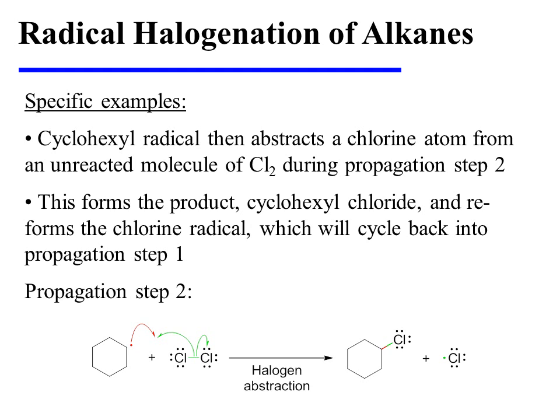In propagation step 2, the cyclohexyl radical will abstract a chlorine atom from an unreacted molecule of Cl2. This forms the product, cyclohexyl chloride, and it regenerates that active chlorine radical, which can continue to cycle back into subsequent propagation steps.